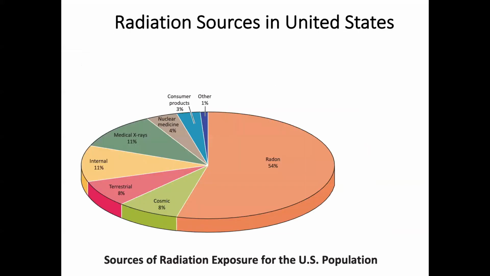So this slide shows the sources of radiation that individuals are exposed to in the United States, like radon, cosmic, terrestrial, and internal human body. These are background radiation, which means natural sources of radiation. But the radiation from medical X-rays, like nuclear medicine, and the consumer products, are variable from person to person.